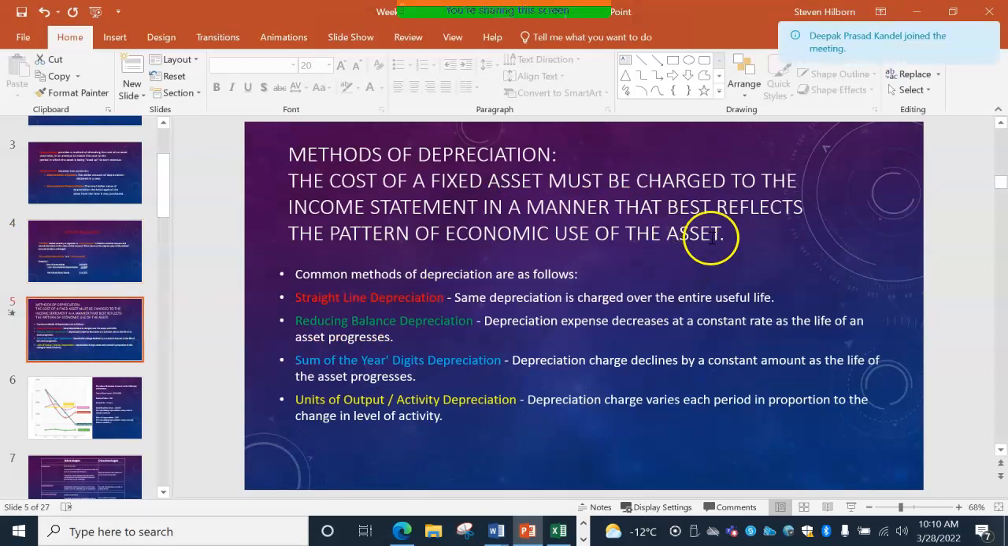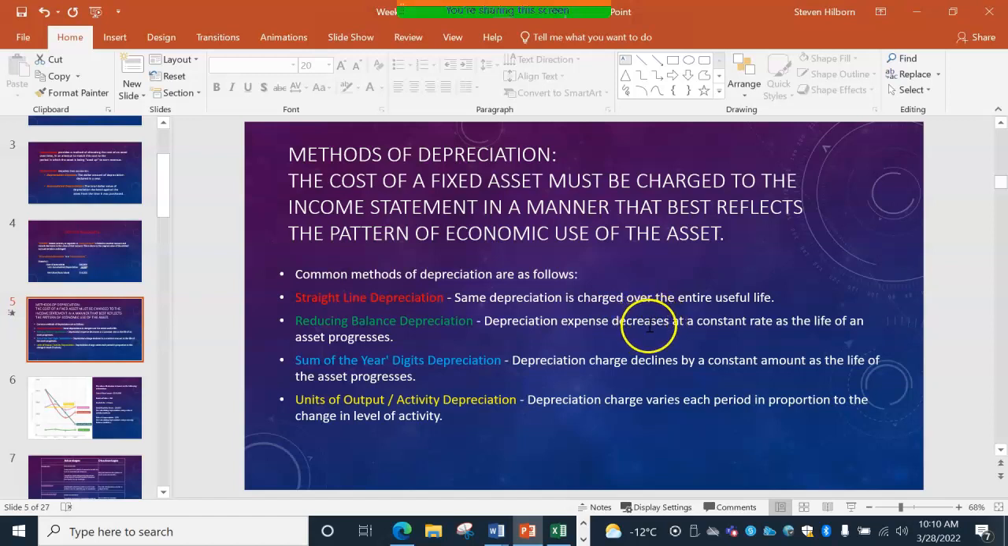There are different methods which we'll be looking at here today. You're definitely going to need to know the units of output, or activity, depreciation, as well as the straight line depreciation. Those are the two most common. Straight line is the same depreciation charged over the entire useful life. The reducing balance is where depreciation expense decreases at a constant rate as the life of the asset progresses.